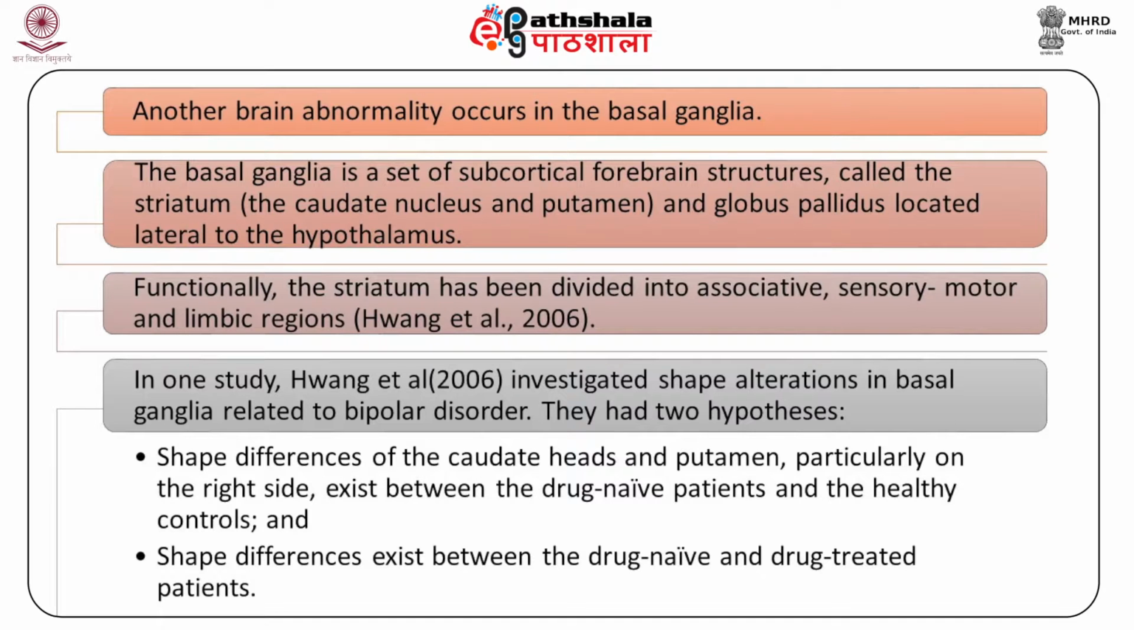Functionally, the striatum has been divided into associative, sensorimotor and limbic regions. In one study, Huang investigated shape alteration in basal ganglia related to bipolar disorder. They had two hypotheses. First, shape differences of the caudate heads and putamen, particularly on the right side, exist between the drug-naive patients and the healthy controls. And the second hypothesis is that shape differences exist between the drug-naive and drug-treated patients.